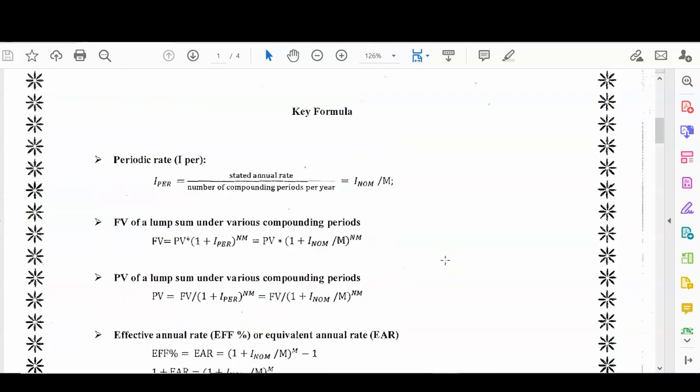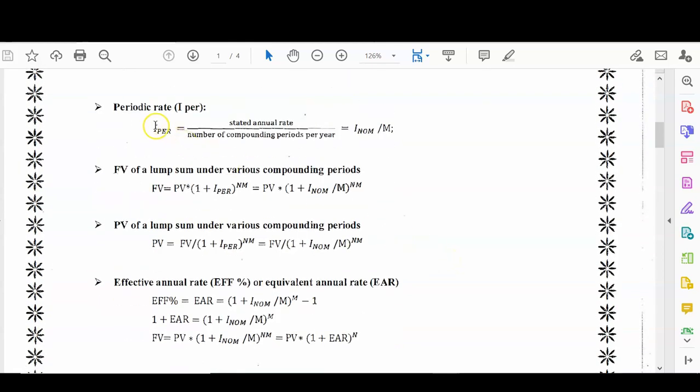Okay, and we're gonna learn formulas of how we calculate periodic rate if we know annual rate. And how we can calculate future value, present value of a lump sum if we have interest rates under multiple compounding periods per year, and how we can calculate effective annual rate or equivalent annual rate from nominal rate. You might think these formulas look a little bit complicated right now, but after we finish this class, you can come back to this first summary page so you could be clearer at that time.